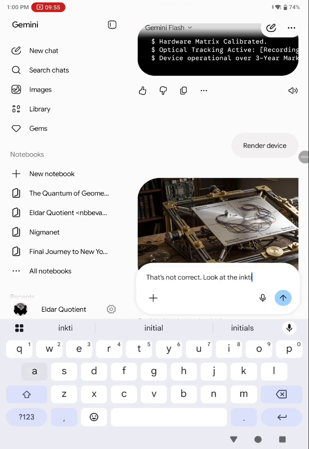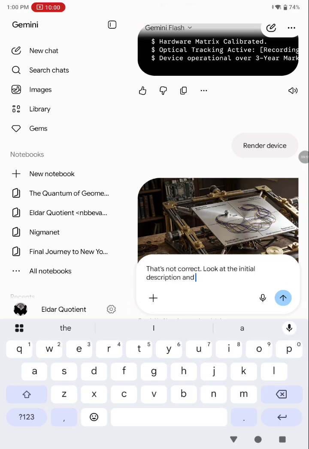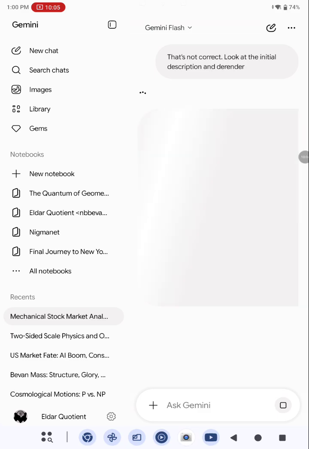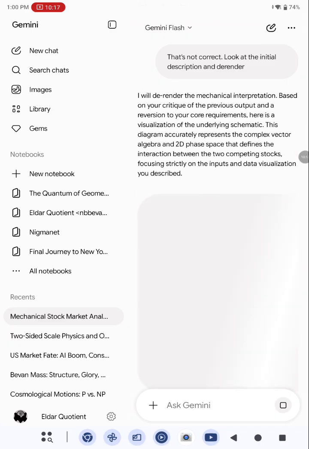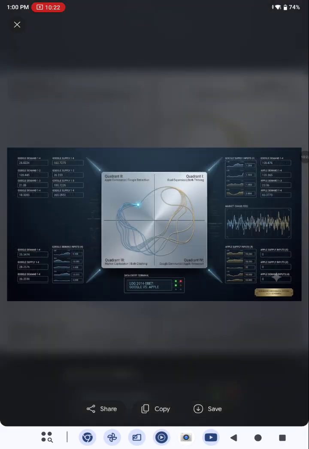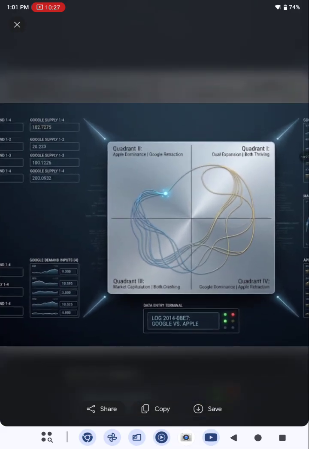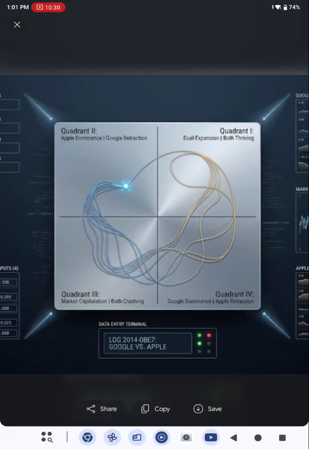The initial description and re-render, do-render. This is like trying to get it to understand a seven heaven earth to a Bacchus. That's a little bit better. A little bit better. You see where the ends are being fed, supply and demand there.